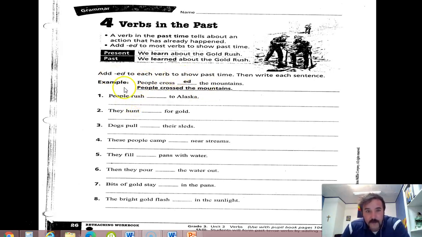So, let's follow directions. People rushed, add ED here, just like I did in the example. Then write the sentence. People rushed to Alaska. That's showing it happened in the past tense.